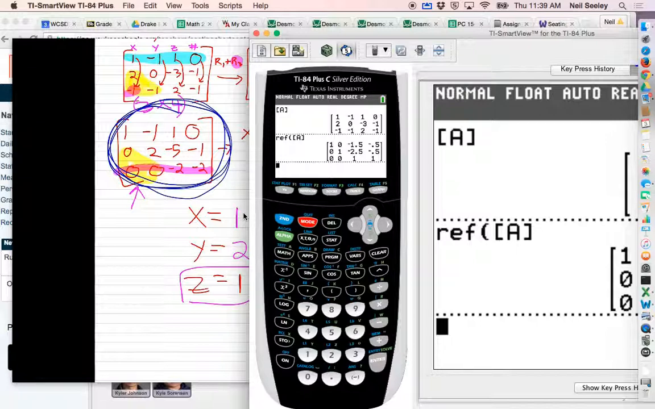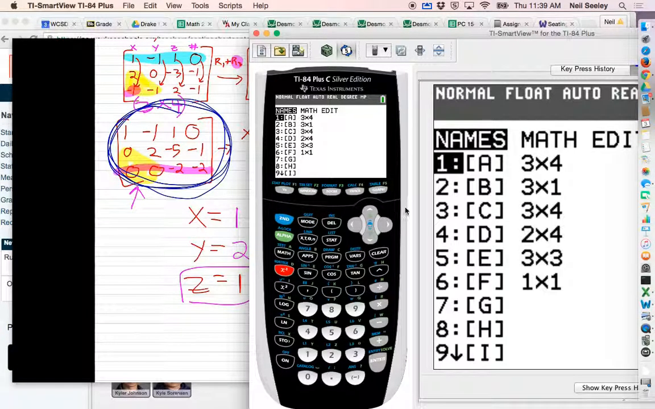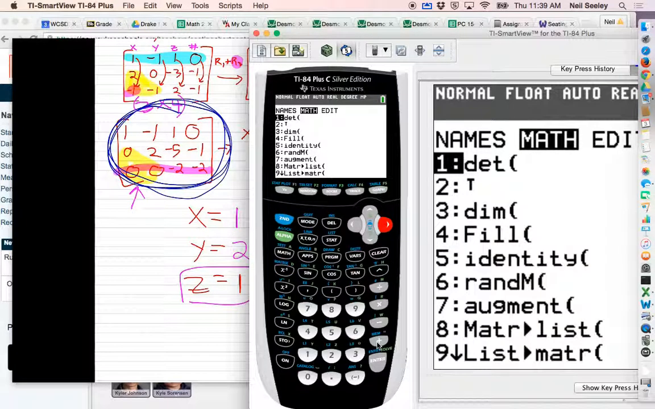Okay, now there's one more crazy step that I want to show you. We're going to do our RREF, which is the next option down under math. You go way down there. It's like option B.